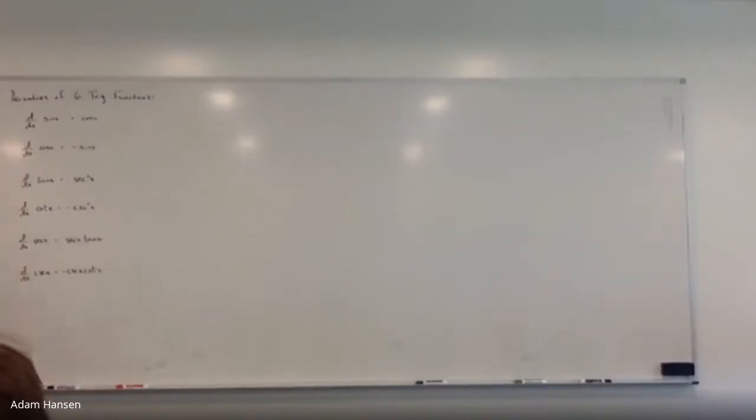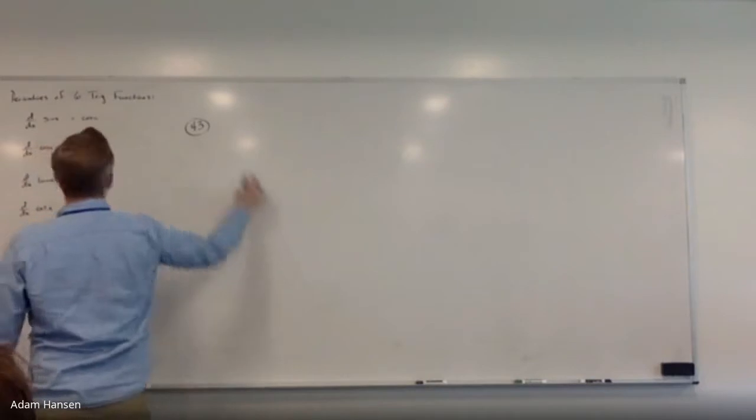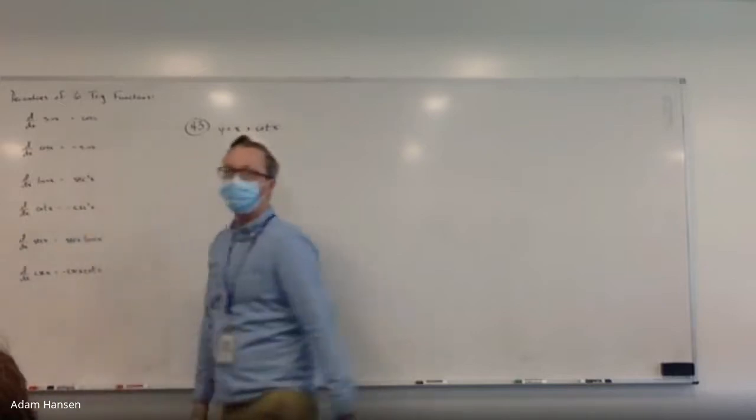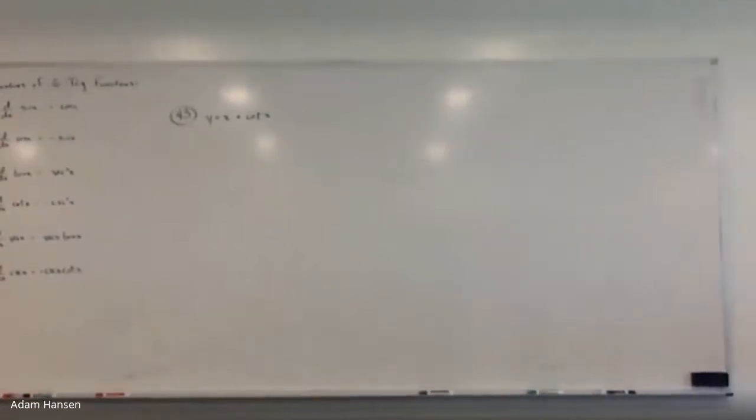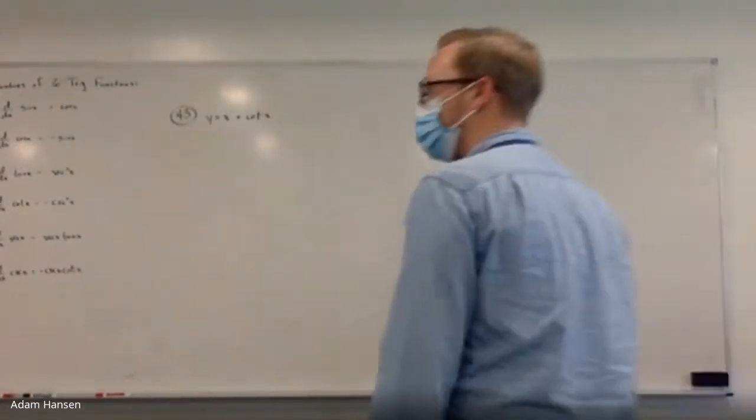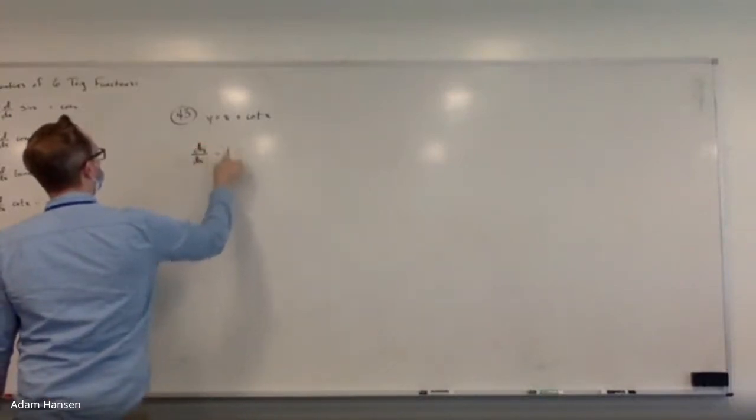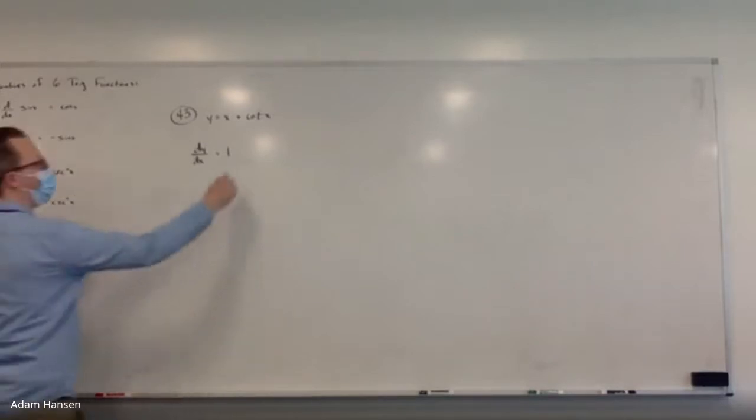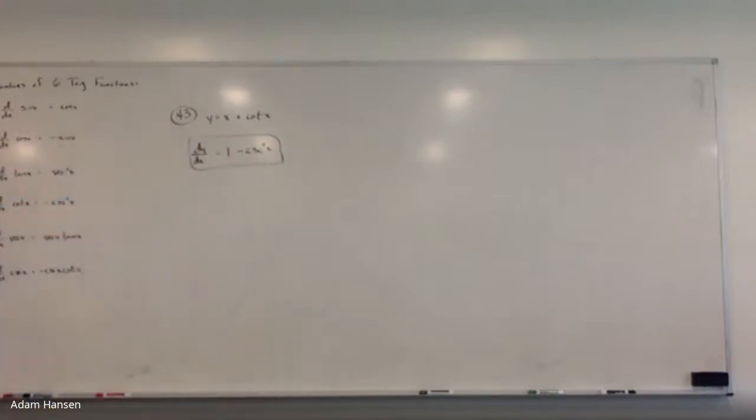x plus cotangent x. What's the derivative of x plus cotangent x? Term by term, what's the derivative of x? Well, I have a formula for the derivative of cotangent x. Negative cosecant squared x. Pretty basic to me. Done.